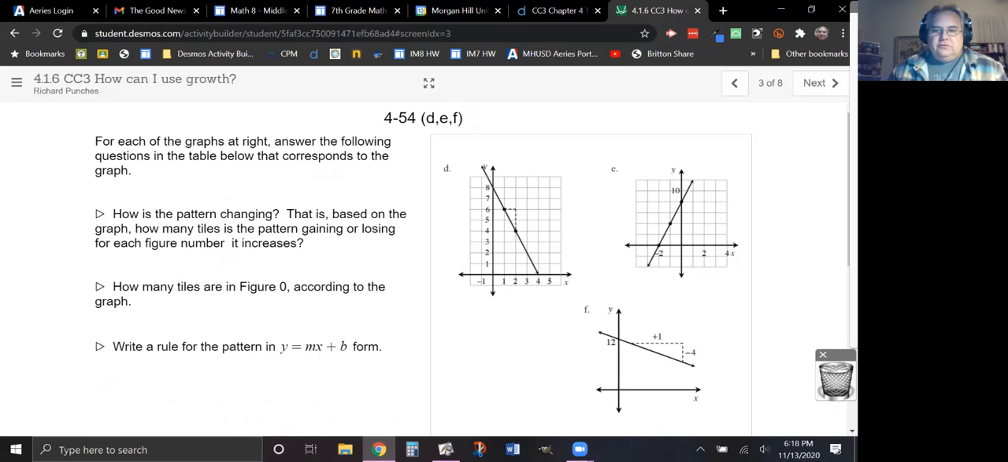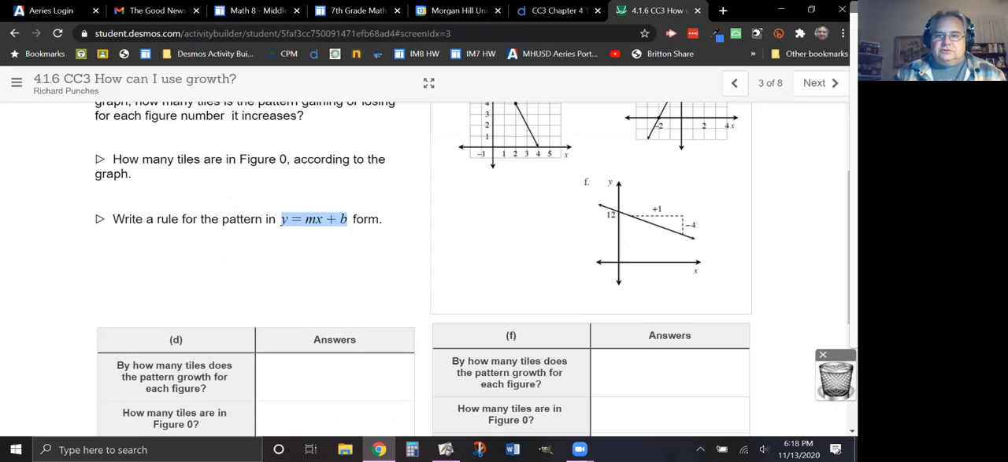Now what we're going to do is go ahead and do a couple more, but this time a couple of the lines are decreasing. So again, you're going to do the same thing. Tell me the growth rate. And in this case, not only are the patterns gaining, but they could also be losing tiles. And then how many tiles are in figure 0? Put the equation in y equals mx plus b form. So here we go.